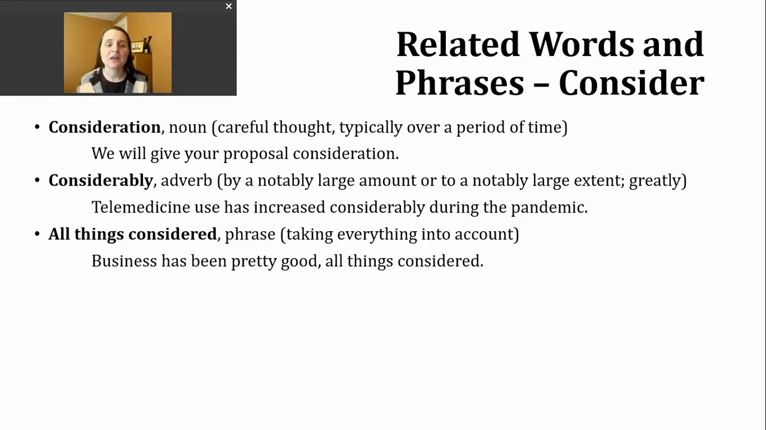I'll note as well that you might hear this phrase, all things considered, as part of a radio show. It's a news program on National Public Radio, and I think the purpose of this title is to ask us to think about all the different sources, all the different places where news may be coming from, and trying to consider it all.